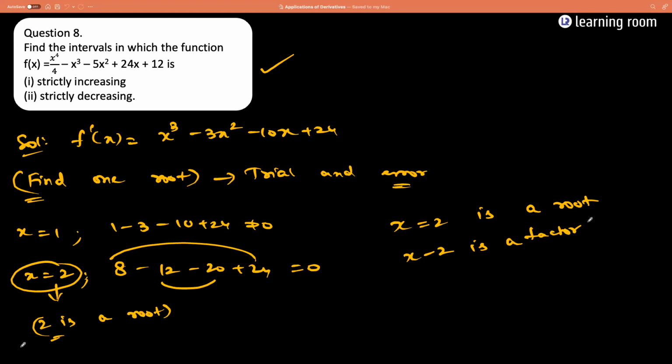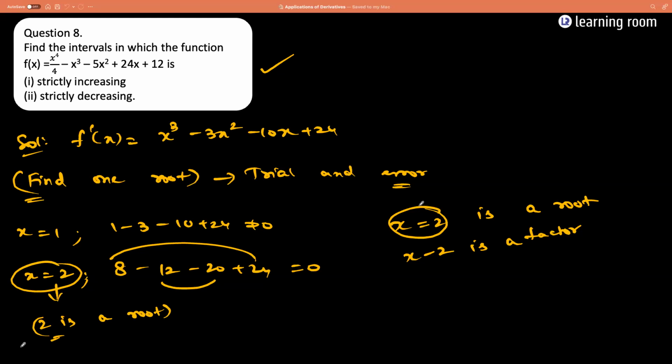If you don't know, I'll teach. I'll teach. Should I explain how to find? We know, sir. You know it? Then tell me what are the other factors. How will you find the other factor? That's what I'm asking.